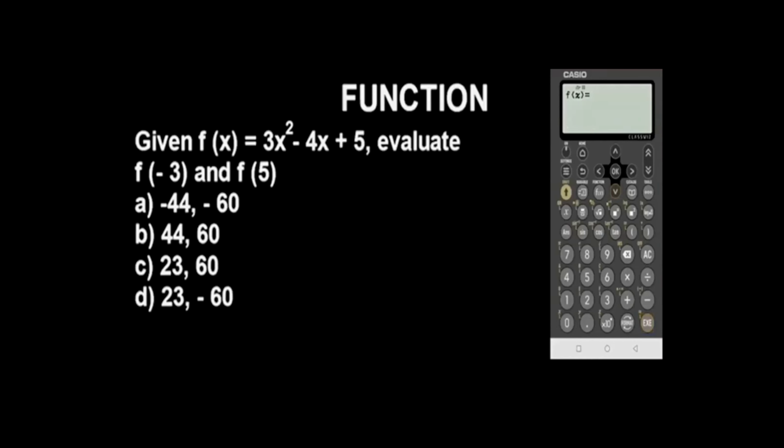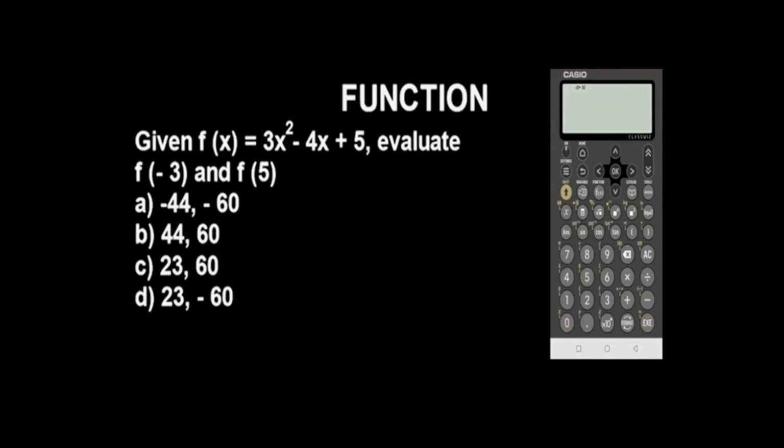Now our f of x is 3x. To bring out x, press shift and this 0 button. 3x squared, minus 4x, shift and this button, plus 5. That's our f of x. Alright, press execute. So the function is defined.